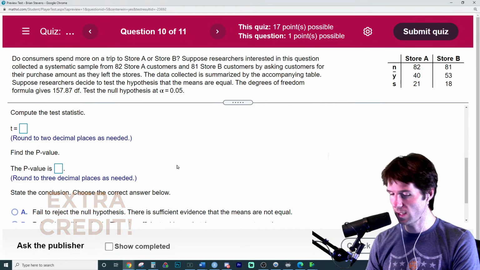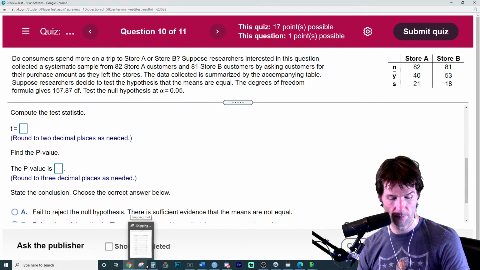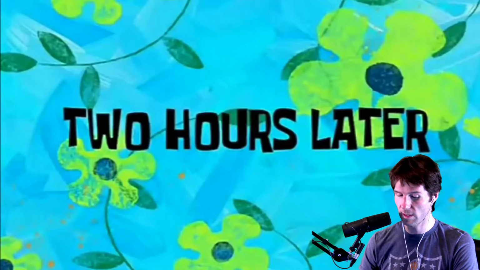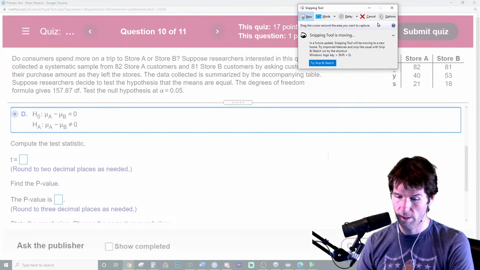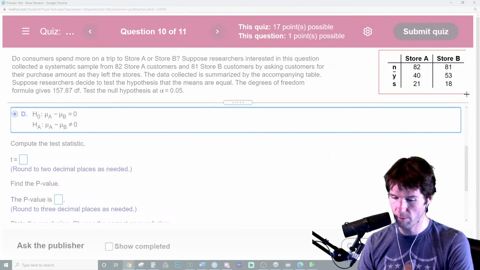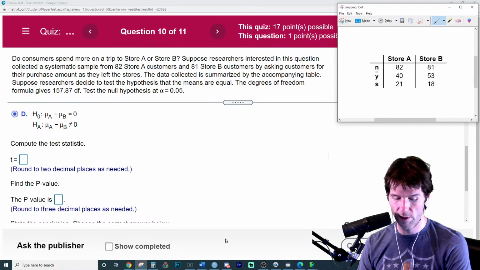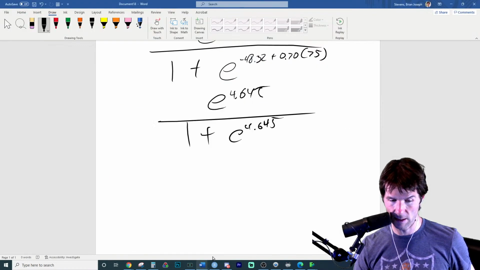Now, the t statistic, we have to calculate this one by hand right here. So let's go and calculate the t statistic. 2 seconds. There we go. Calculating that t statistic is going to take a moment. And let's go over here to a Word document and calculate the t statistic.